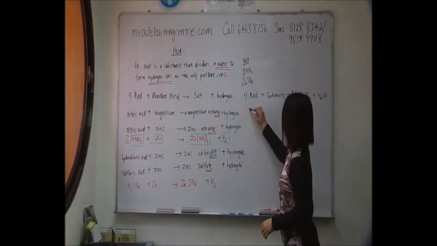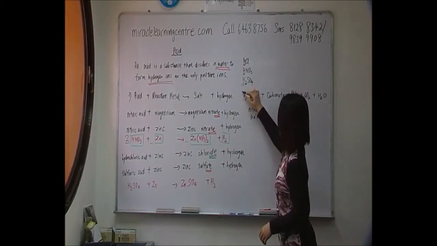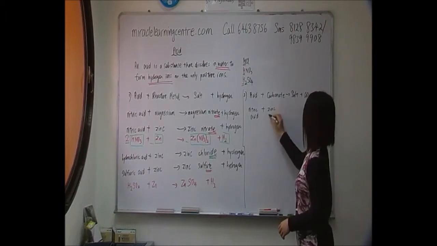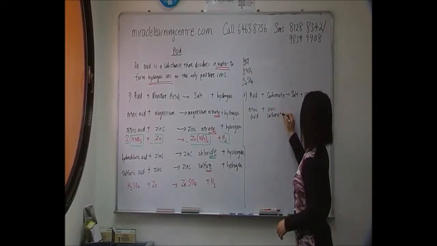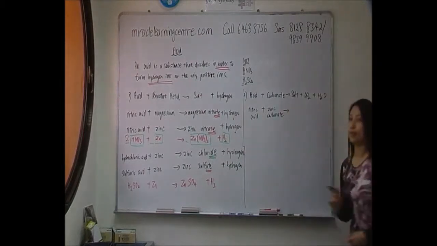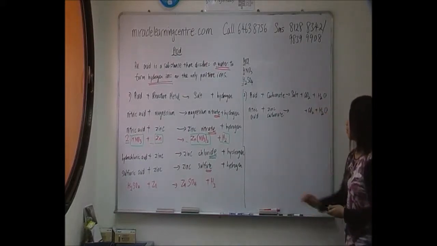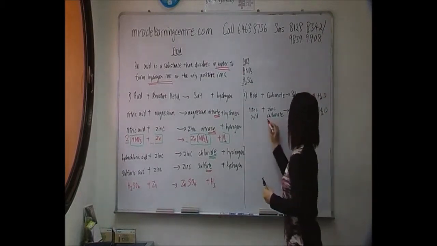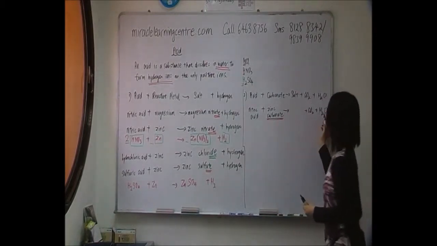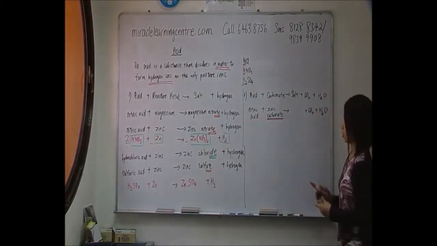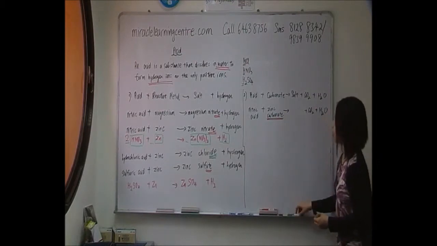So if you have nitric acid with zinc carbonate, you're going to get carbon dioxide and water. I'm not going to spell it out because it's too long. Carbon dioxide comes from the carbonate, right? And in water, the oxygen comes from carbonate, and the hydrogen comes from the acid. So we are left with zinc nitrate.